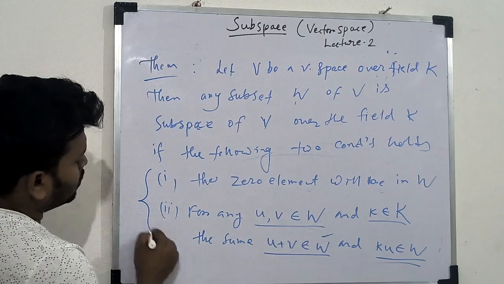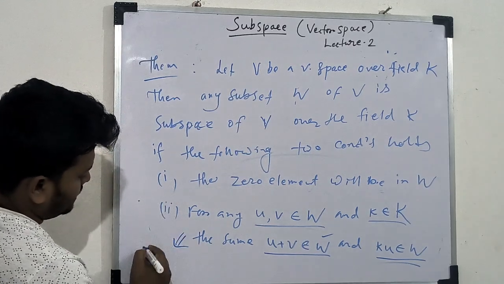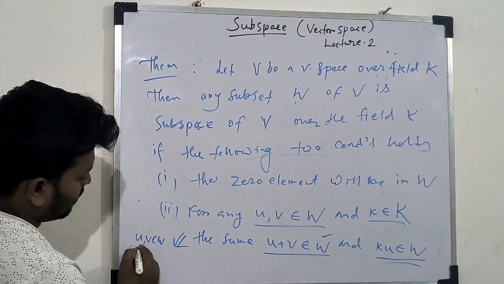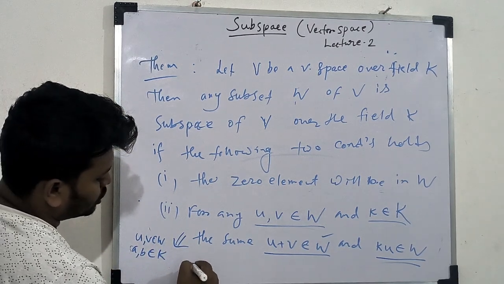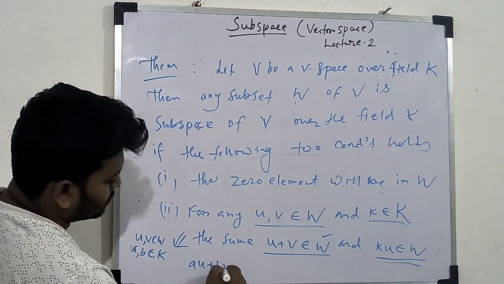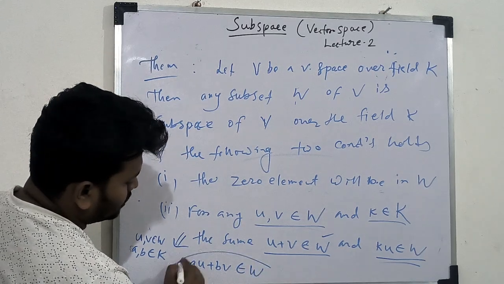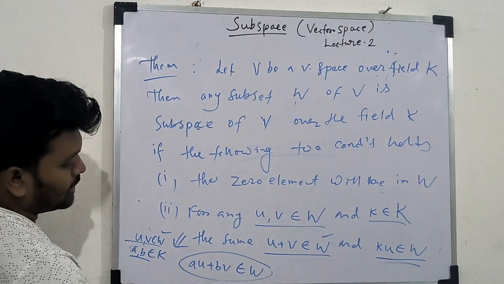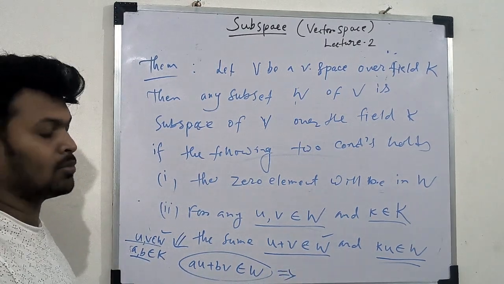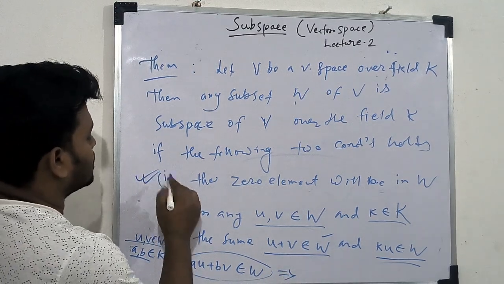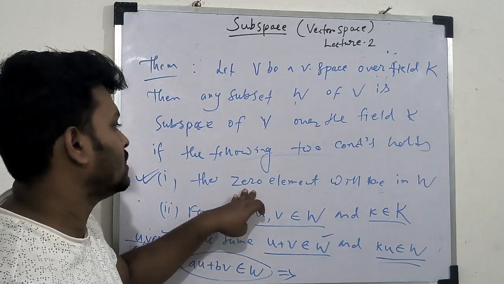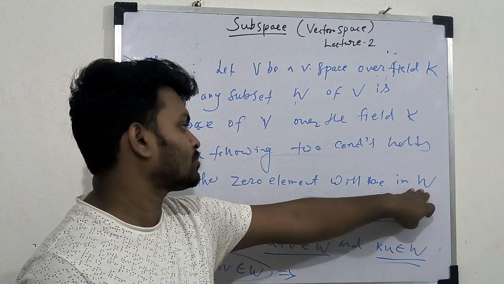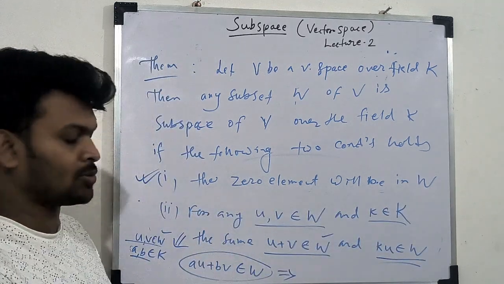So here this condition can be written as: for any two u, v from W and a, b from K, if we show that au plus bv belongs to W, if we can show this for given u, v belonging to W and a, b belonging to K, we can say W is a subspace. And this also has to be satisfied, that the zero element always will be in the subset W for it to be a vector space.